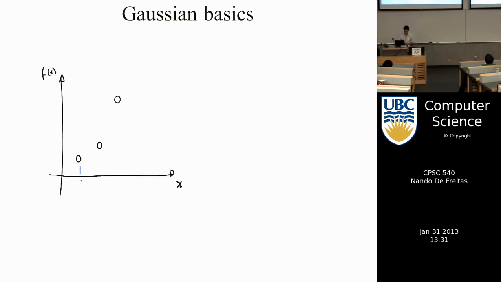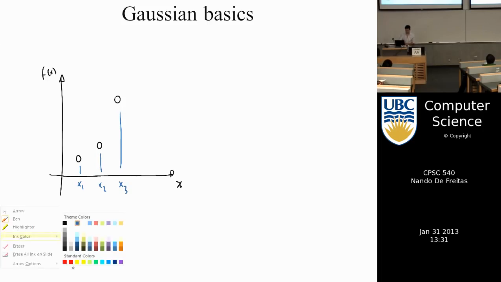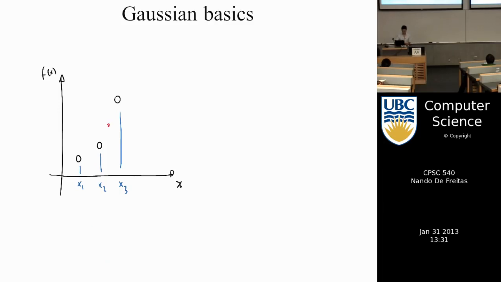So we have again x1, x2, x3. I argued that for a point x star, I know its mean and variance, something like this. But now I can pick a different x star. If I choose another x star, let's say here, I would also get something that would look like this. And if I pick an x star here, I might get something that would look like this. Right? I could pick any x star.